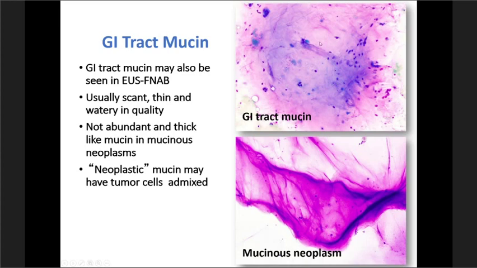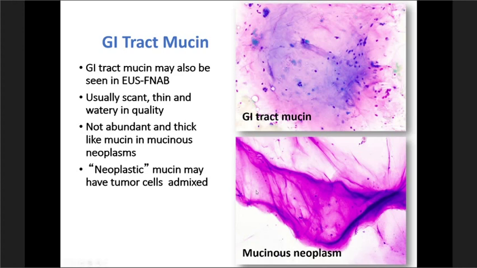GI tract mucin, like I said earlier, is a very helpful clue that you're dealing with the contamination. This is an example of that. This is Diff-Quik staining, very thin, watery appearance. Even grossly, when you make the smear, it'll have that watery appearance.